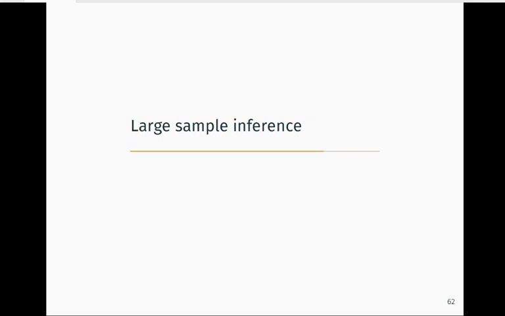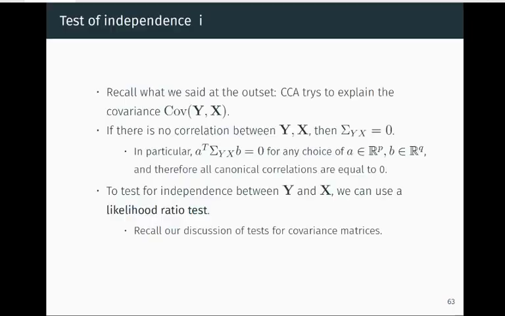Hello everyone, we're continuing our discussion of canonical correlation analysis, and today the lecture is going to be on large sample inference. So how can we do hypothesis testing in the context of canonical correlation analysis? Let's start with a discussion of the test of independence between y and x.